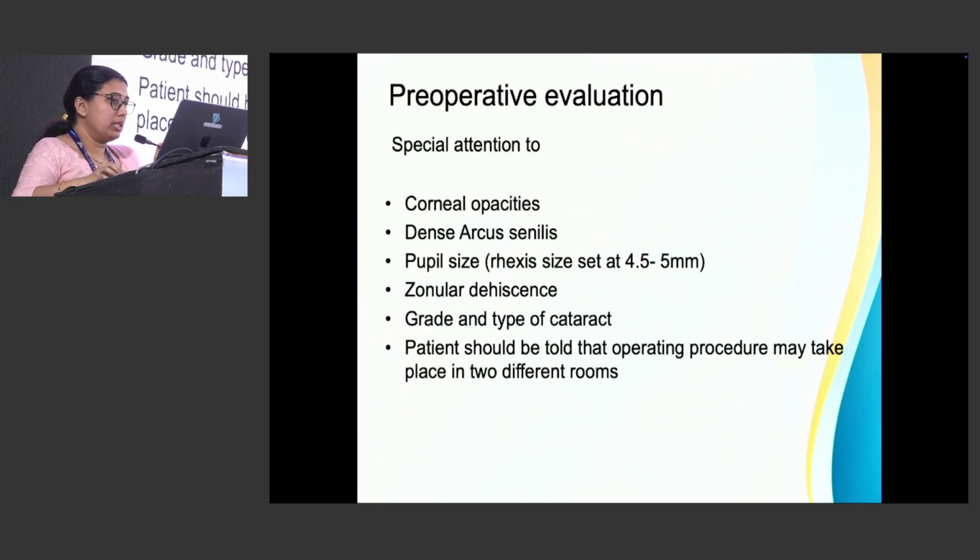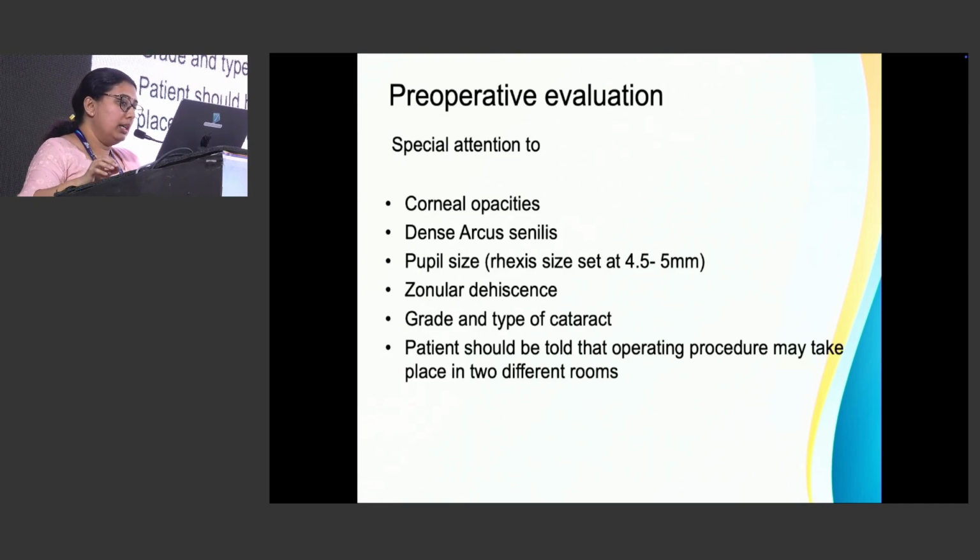Pre-operatively, we need to pay special attention to corneal opacities because the laser may not penetrate, such as a dense arcus. The pupil size matters because we are setting it at almost 4.5 to 5 mm in the machine, so very small pupils are difficult. With very bad zonular dehiscence where there is a dislocated lens, laser surgery may be difficult.